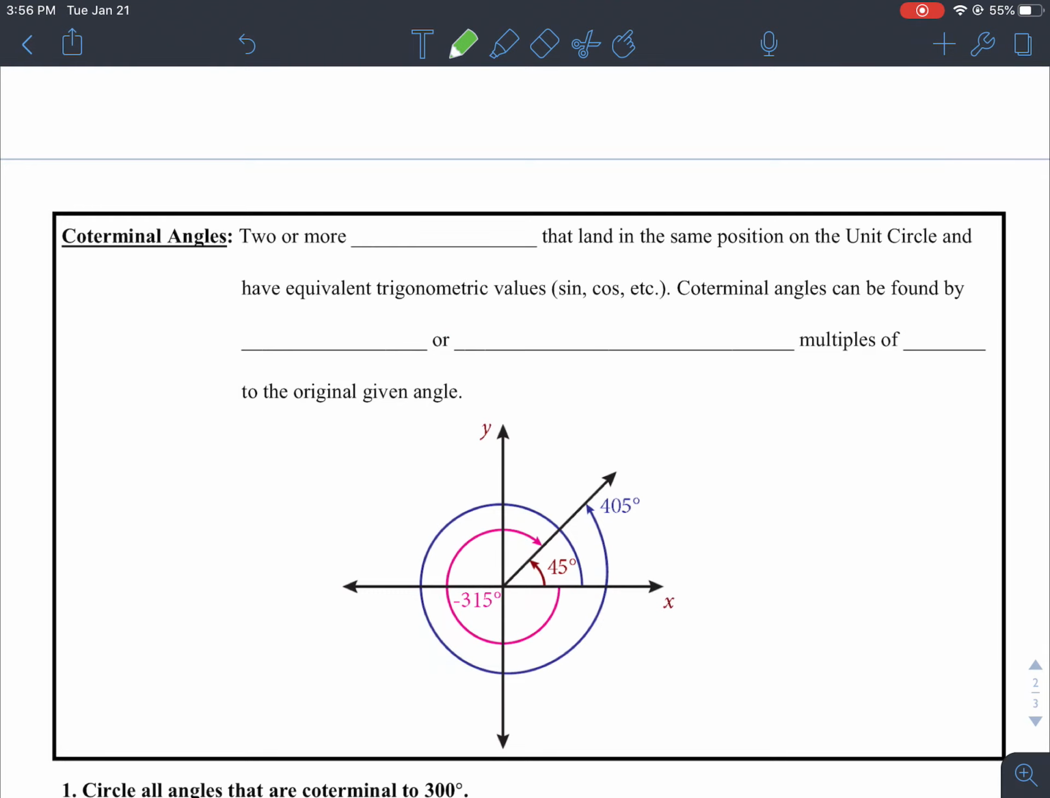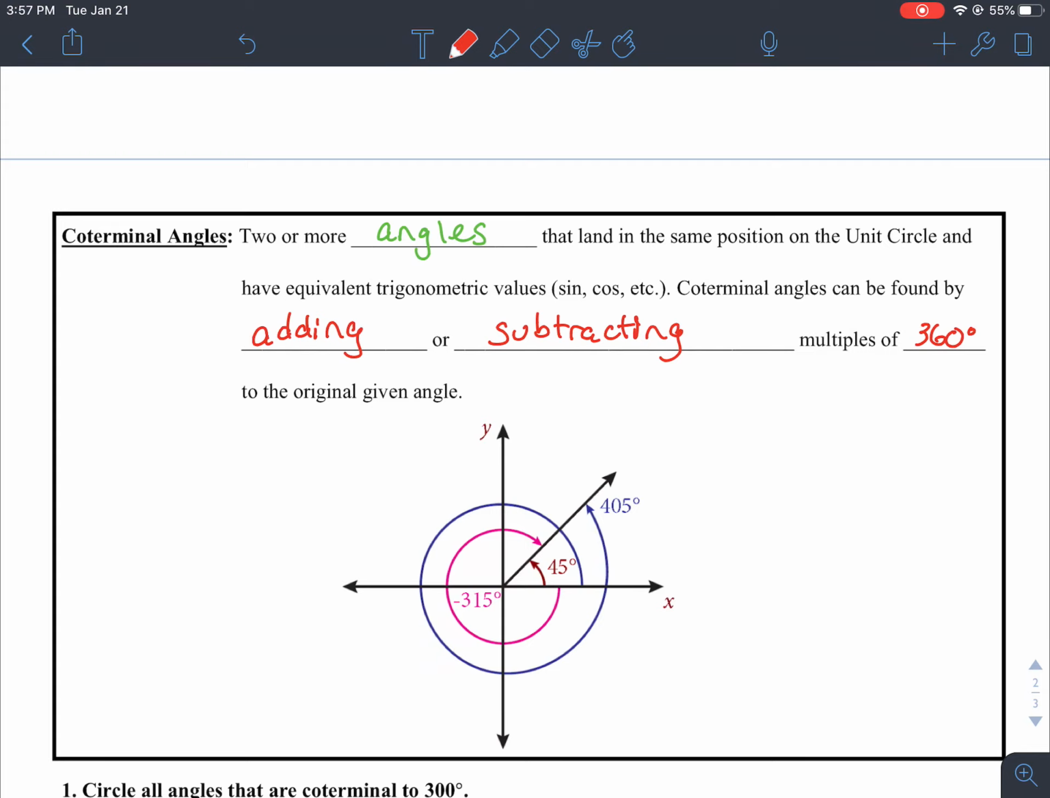So by definition, coterminal angles are two or more angles that land in the same position on the unit circle and have equivalent trigonometric values. So in other words, the sine values are the same, the cosine values are the same, the tangent values are the same, so on and so forth. Now, coterminal angles can always be found by adding or subtracting multiples of 360 degrees. The reason we use 360 degrees is because that's one complete circle.